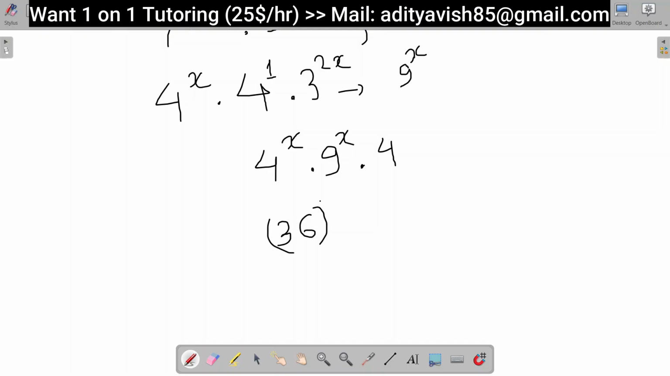And we can write this as 3 raised to power x multiplied by 4. This will be our answer.